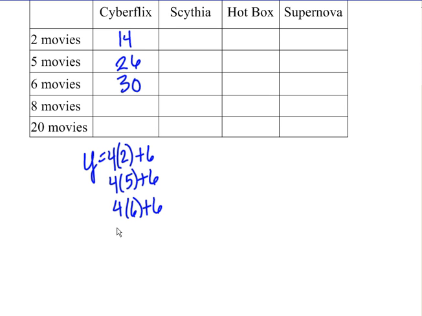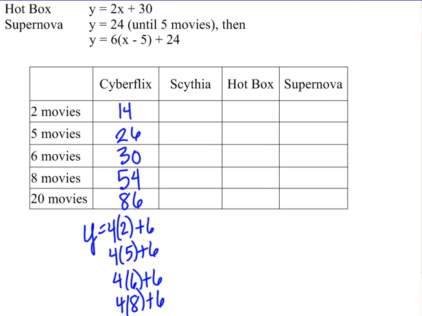If we're going to rent 8 movies, we have 48 plus 6, which would give us $54. And if we were to rent 20 movies, 4 times 20 is 80, plus 6 would give us 86. So that kind of gives us a rundown for what Cyberflix wants us to do.